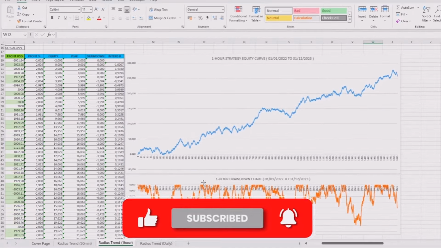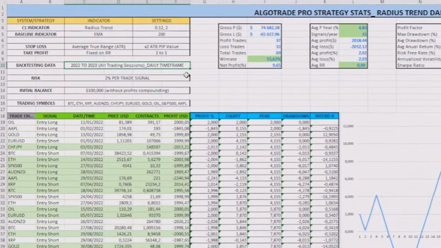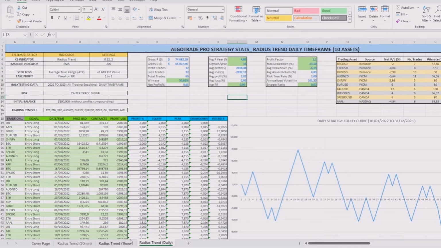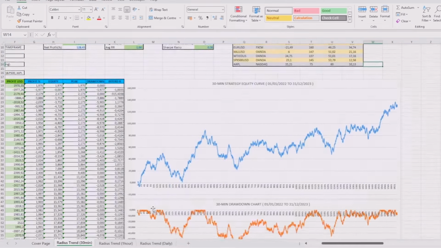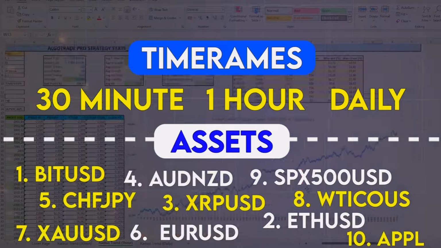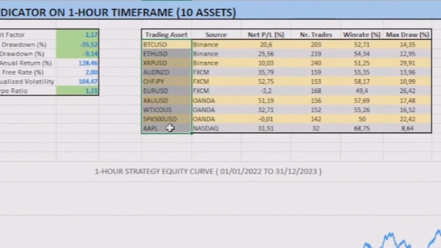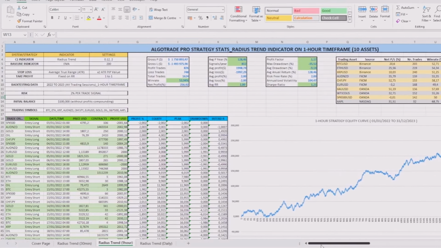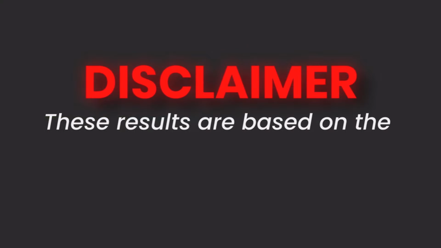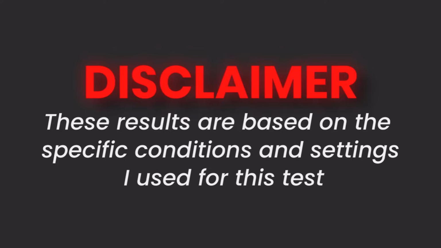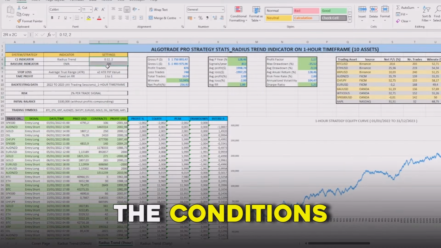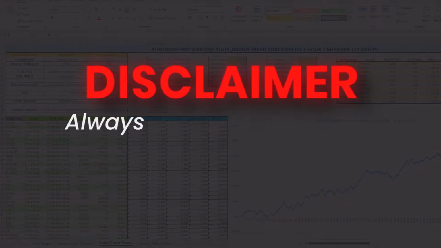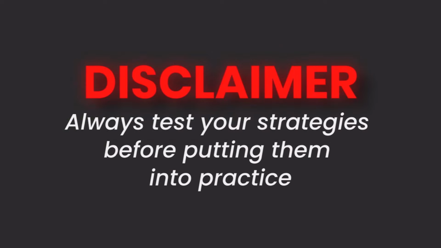And finally, in the daily time frame, after 69 trades, the indicator achieved decent results as well. Overall, based on this comprehensive analysis across multiple time frames and assets, it is clear that the radius trend is an indicator with a lot of potential that can work in every time frame and market. Keep in mind that these results are based on the specific conditions and settings I used for this test. If you change the conditions, settings or even the assets, your results may change. So always test your strategies before putting them into practice.